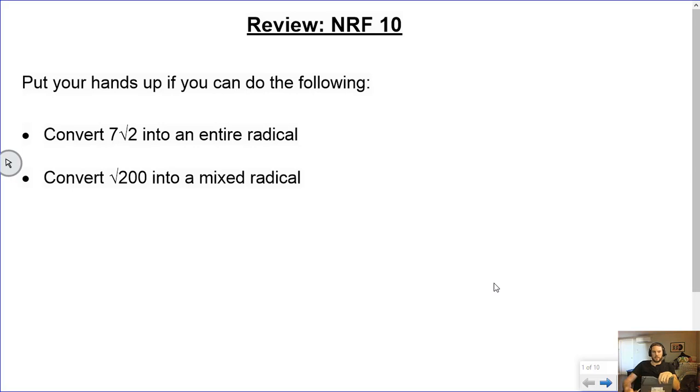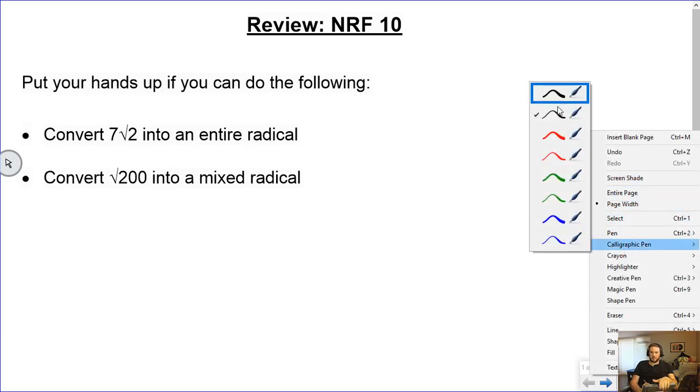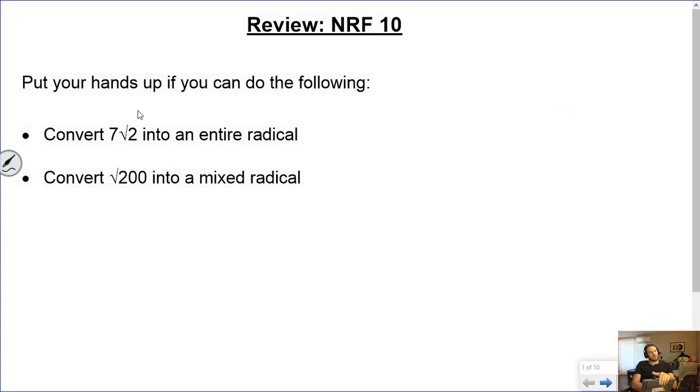So for this week's content, we're going to be talking about radicals and radical equations and how we work with those. Before we get started, just a quick review of what you might have seen in the past about radicals. Things like turning mixed radicals into entire radicals and entire radicals back into mixed radicals.